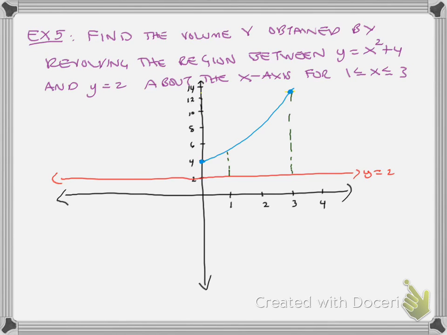Okay, so here's how our picture should look. This is, of course, y equals 2, and this is our y equals x squared plus 4 function curve. And this is rotating about the x-axis, so you don't have to draw the complete solid, but imagine taking a slice and rotating that slice around the x-axis. And so what it's going to look like, I'll do it in black, I guess.